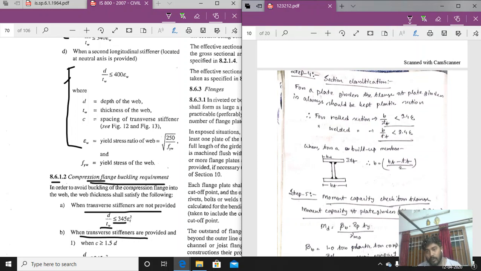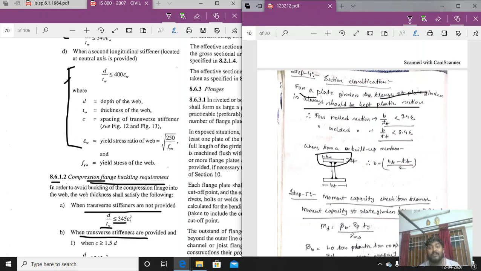Because the flange is always the susceptible member in bending. So the flange will be acting in bending. So the section classification has been done. For a plate girder, the flange of the plate girder should always be kept in a plastic section. So there are 4 sections, you know: plastic, compact, semi-compact and slender. And slender is not used in India, that I have told you, if you can remember. So always try to take the flange in a plastic section.